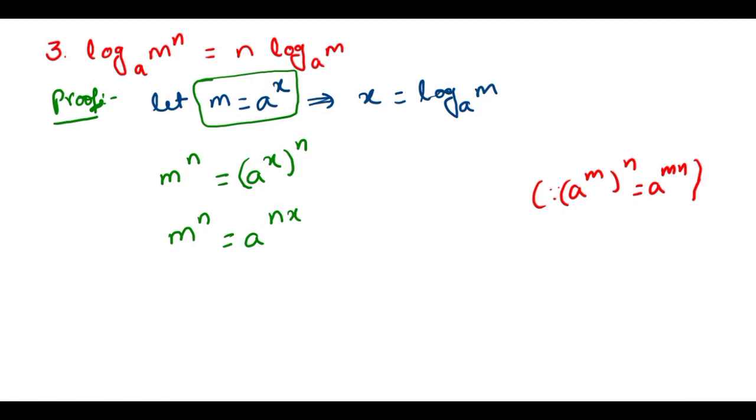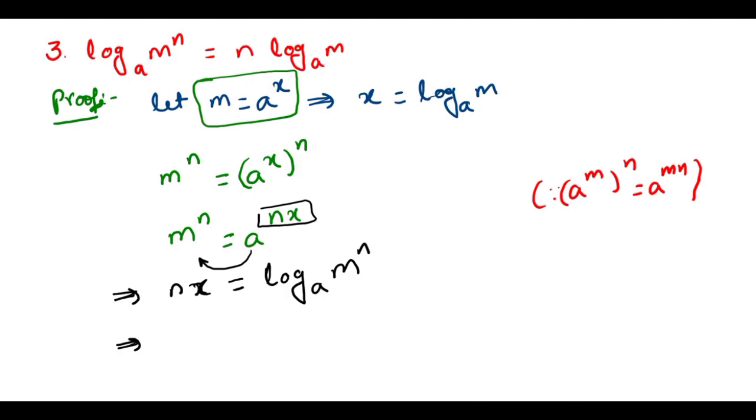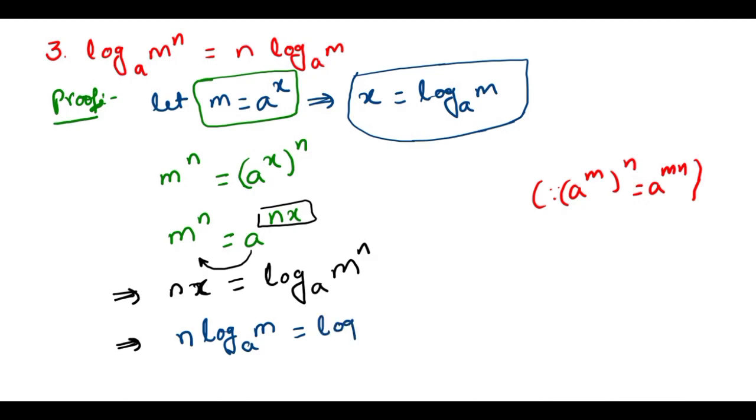From exponential form we write logarithmic form. So how to write logarithmic form from this? That is nx is equal to log m power n base a. So we write here as usual n means just n only, but x, what is the x here? Log m base a. Okay, log m base a. This is equal to, we write log m power n base a. Okay, hence proved. So this is the proof.